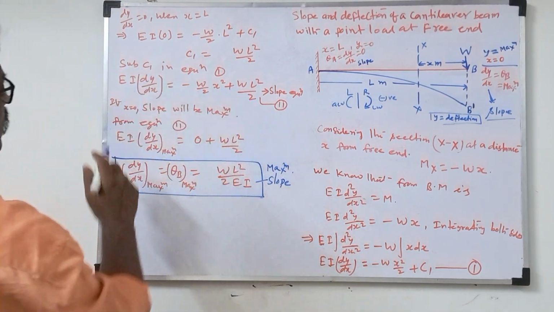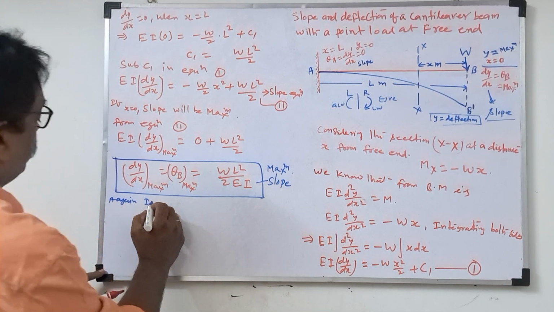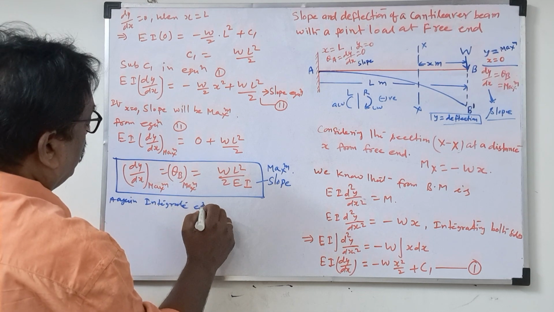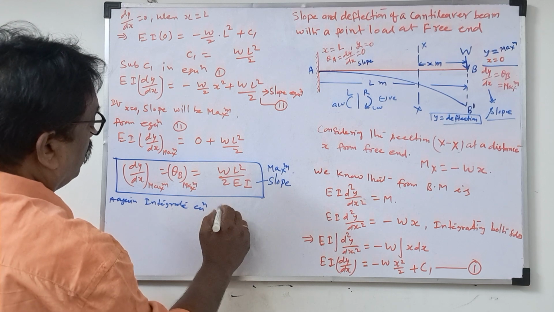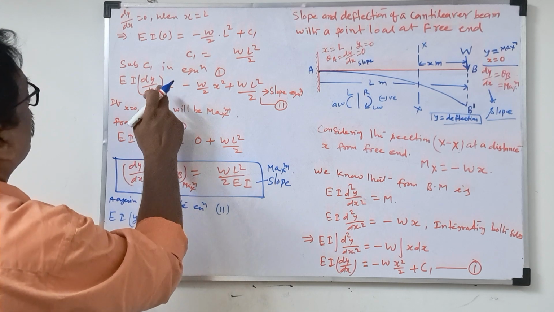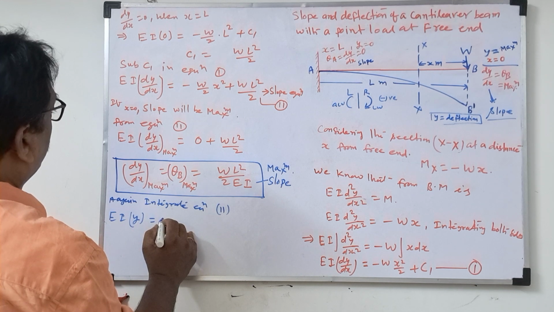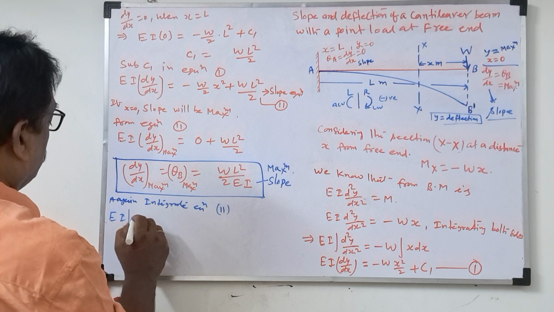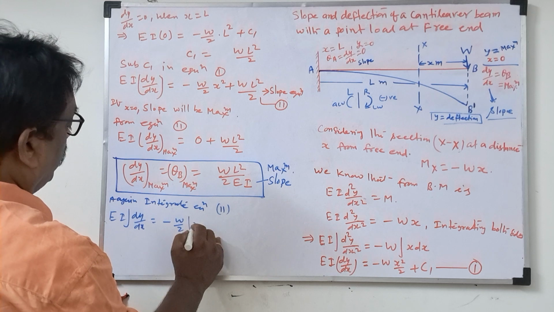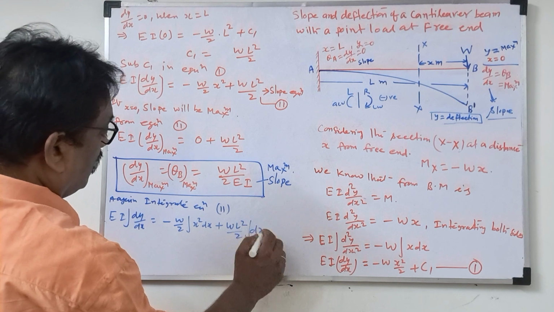So here, in the slope equation, again integrate. What will we get? EI into y. So slope becomes deflection. Y is deflection. Again we'll integrate. So write it in one step: dy by dx equal to minus w by 2 x square dx plus wl square by 2 dx. Now we'll integrate.